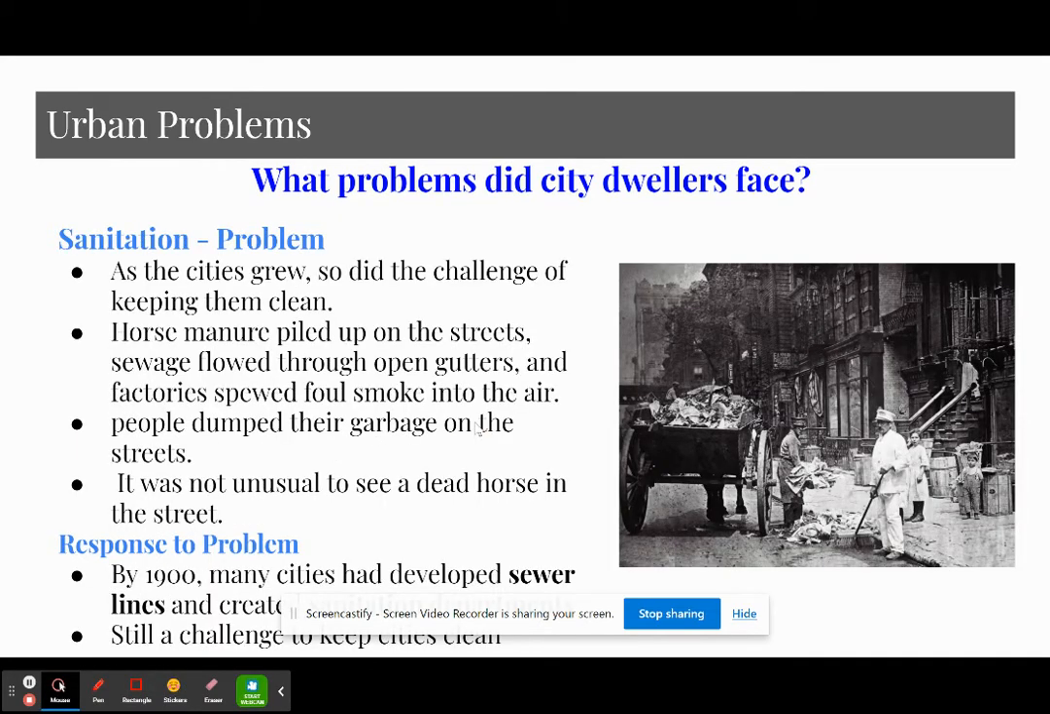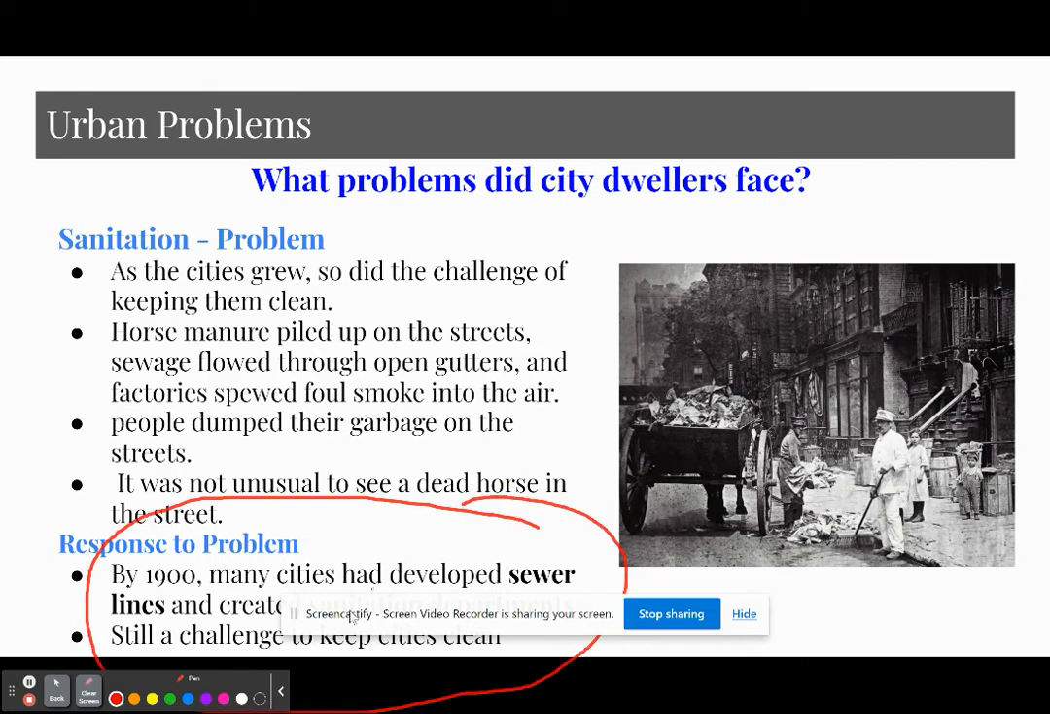Sanitation was always a problem. As the cities grew, so did the challenge of keeping them clean. Horse manure piled up in the streets, sewage flowed through the open gutters, and factories spewed out foul smoke into the air. People dumped their garbage in the streets, and it wasn't unusual to see a dead horse in the street. So, in response to the problem, we have a development of sewer lines and then creating a sanitation department.